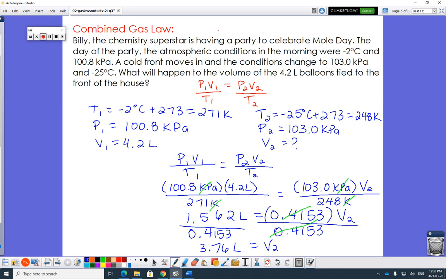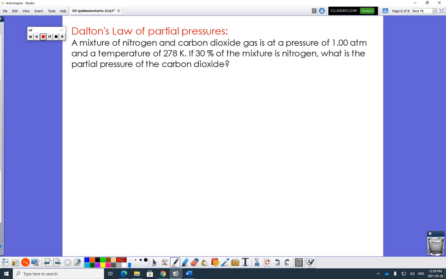The last two gas laws are very, very straightforward. It almost seems too simple to be true, okay? So Dalton, and this is the same Dalton who had the 4 postulates from the atomic theory, said that if you had a mixture of gases, then they each had their own pressure, and you could add them together to get the total pressure in the container.